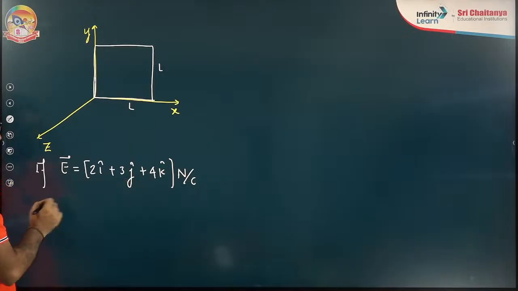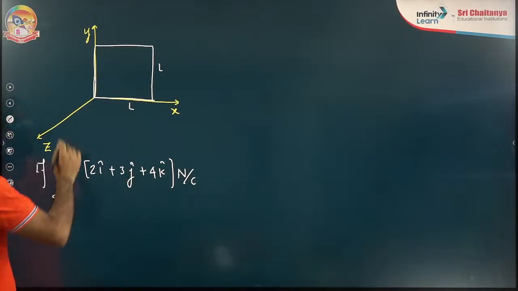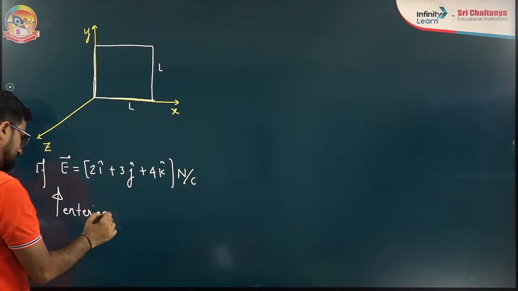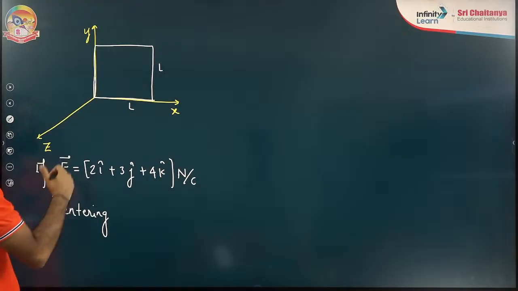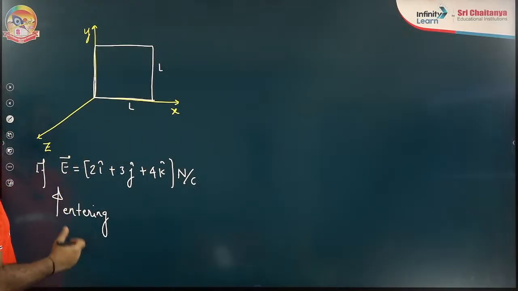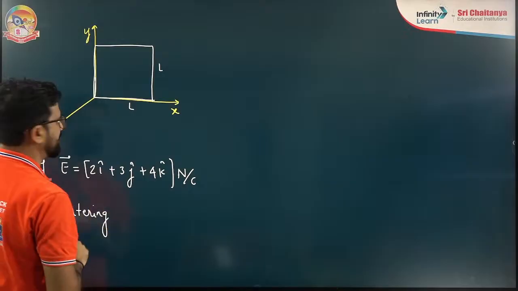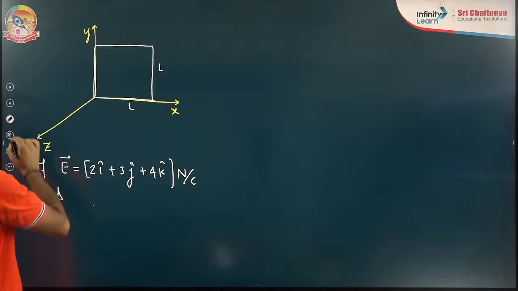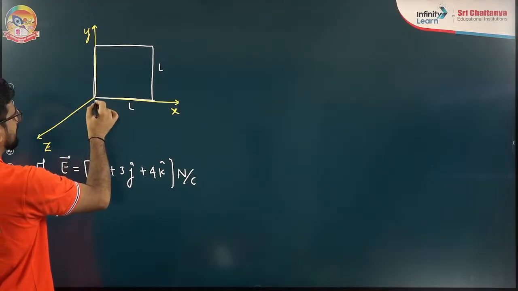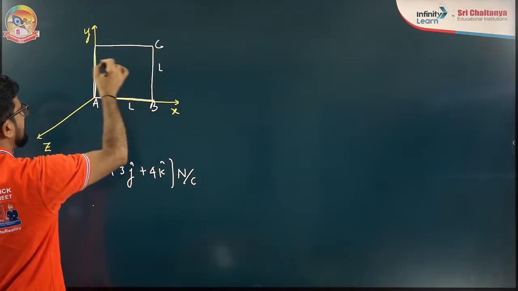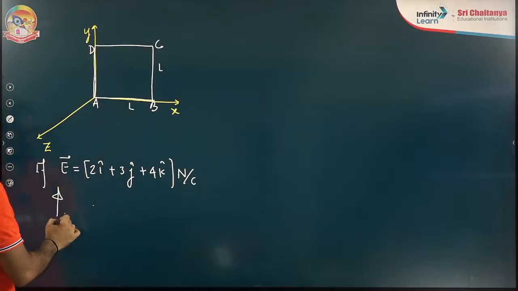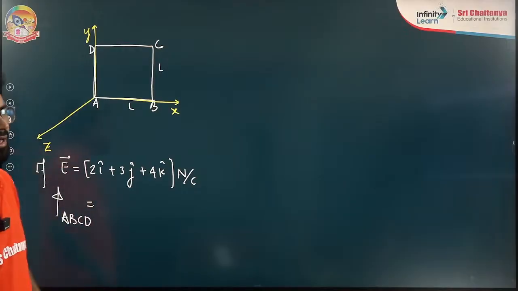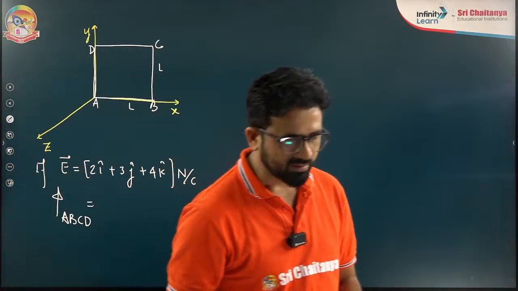This is the electric field. The question remains the same: what is the flux? By the way, there is no meaning to write enter or exit because there is only one plane, so whatever is entering, the same is exiting. So I am writing only the flux word. What is the flux for this plane? I am writing the name of this plane: this is ABCD. What is the flux of ABCD? I am asking this question.